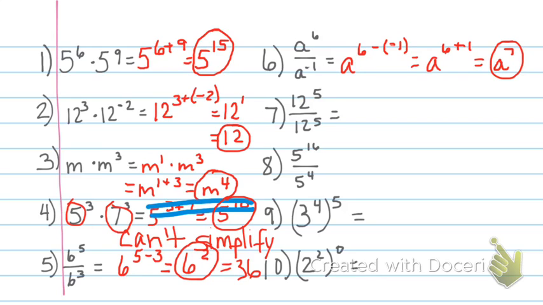Again, we have the quotient rule. 6a to the 6 minus negative 1. Remember, you have to subtract them. And then when you subtract a negative, you're going to change both signs to a positive. So it's 6 plus 1. And now we have a to the 7th.